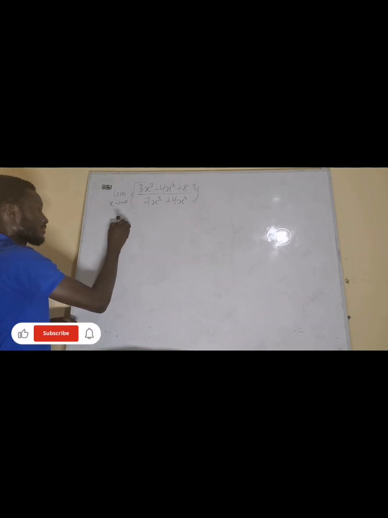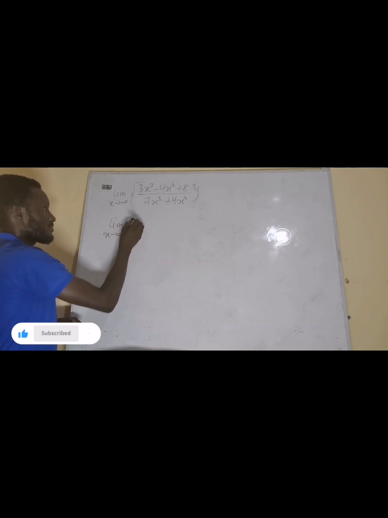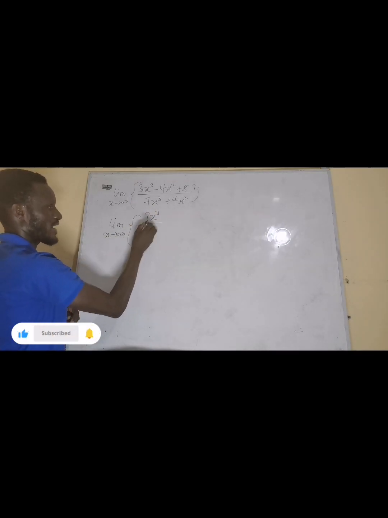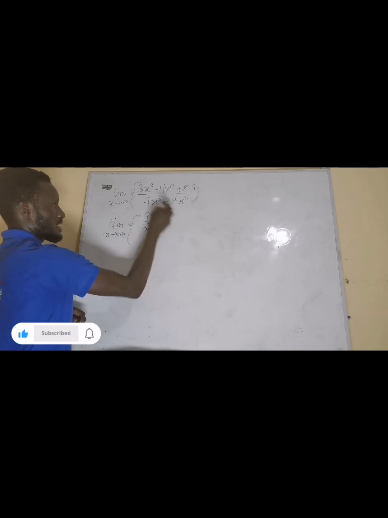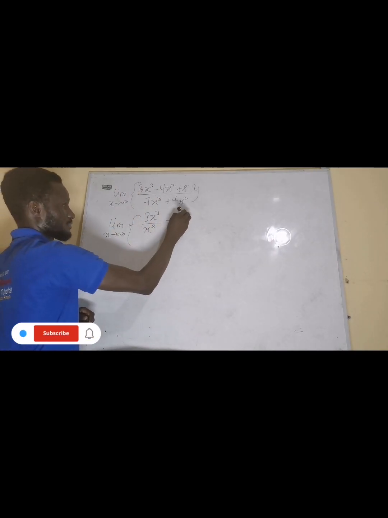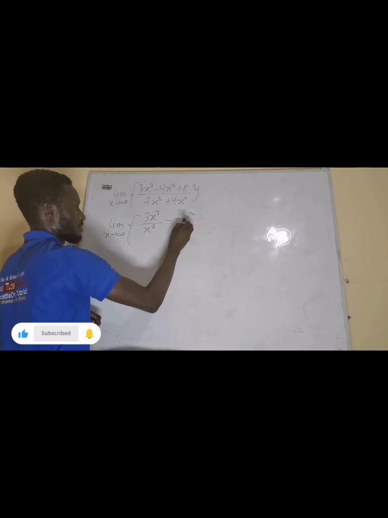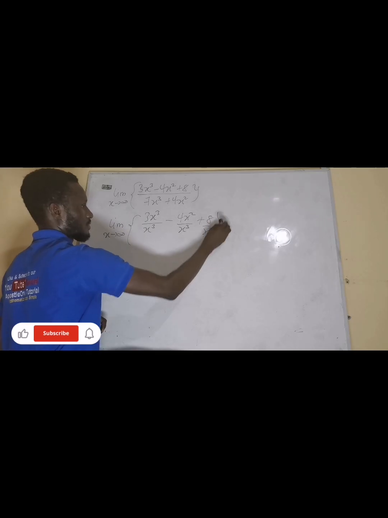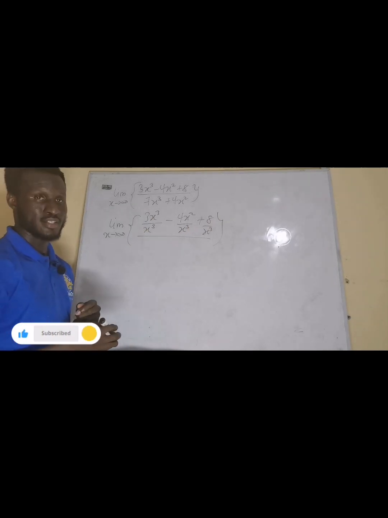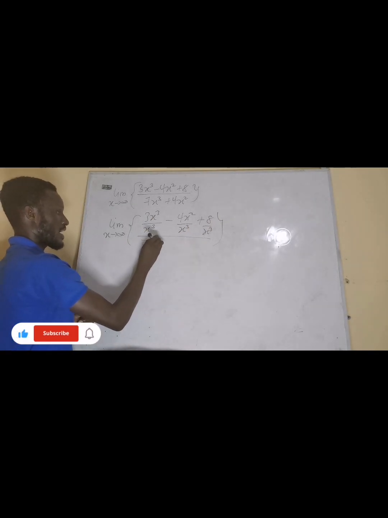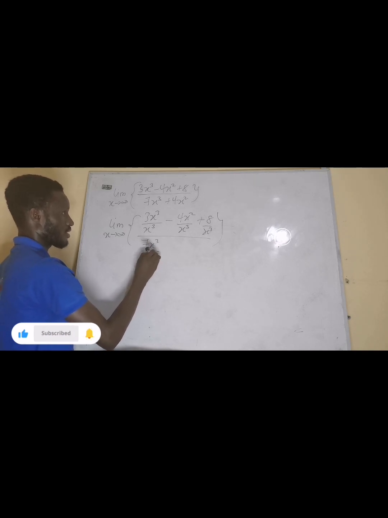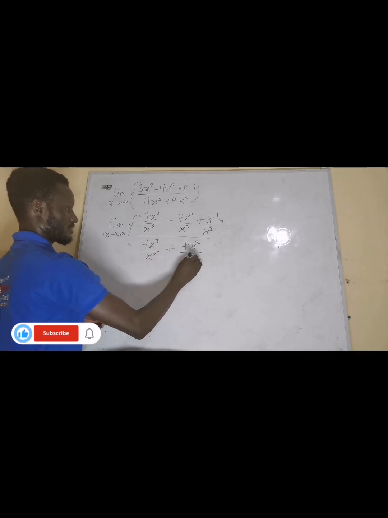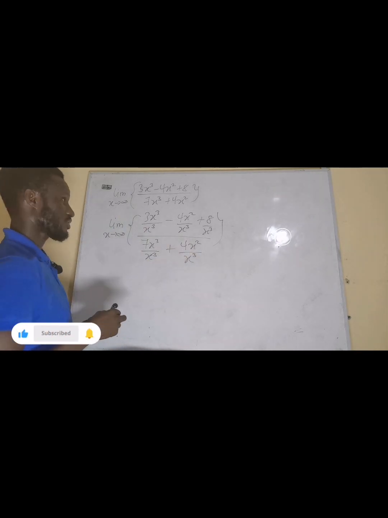I'm going to get the limit of x approaching infinity. So I'm going to get the 3x exponent 3, and I'm going to divide this one by the highest exponent. Then I will divide this one too by the highest exponent. Then we divide the last one by the highest exponent. Now we do the same thing to the denominator. We divide this one by the highest exponent, and we divide this one by the highest exponent. Now the rest is cancellation before you do a substitution.